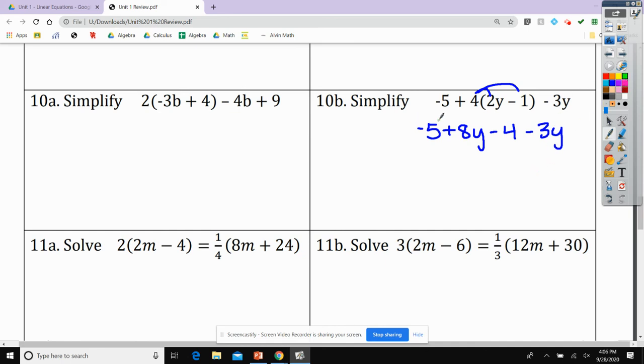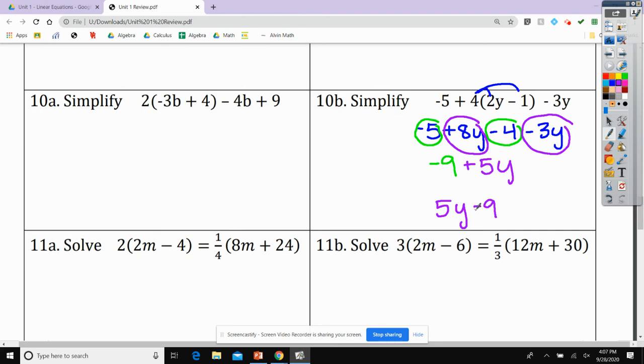So for the like terms, I'll start with the constant. So -5 and -4. When you add those together, you get -9. Then I have positive 8y and -3y. So 8 minus 3 is 5y. And again, you may see it written the other way, so it could be 5y minus 9. Both of these are the same, so whichever way you see it, if you get this as your answer, make sure the answer choices aren't flipped. So it's still right either way.